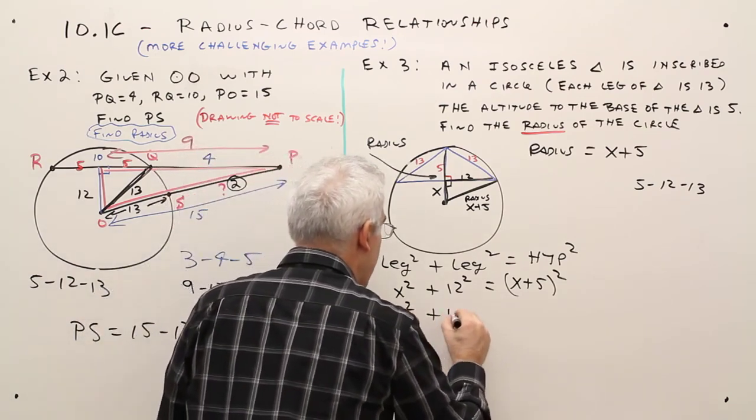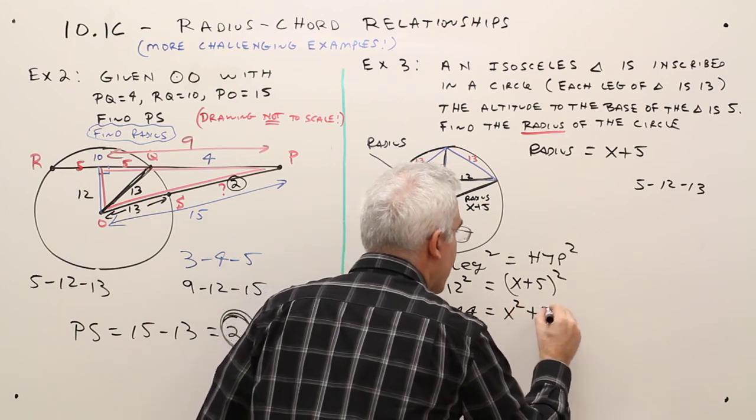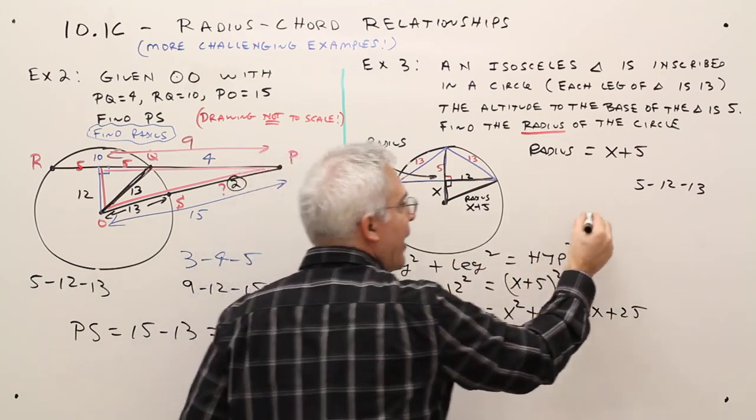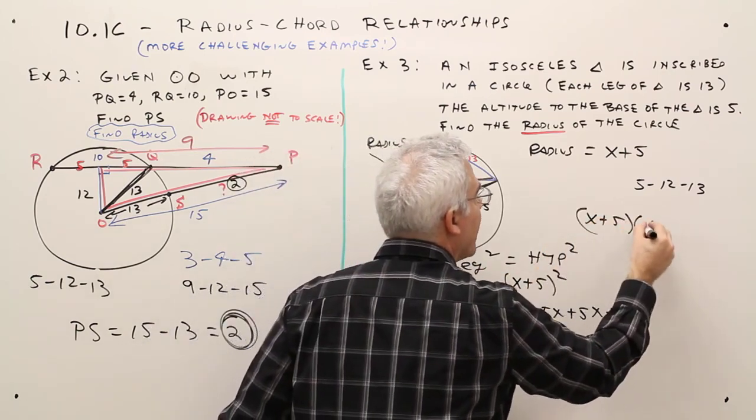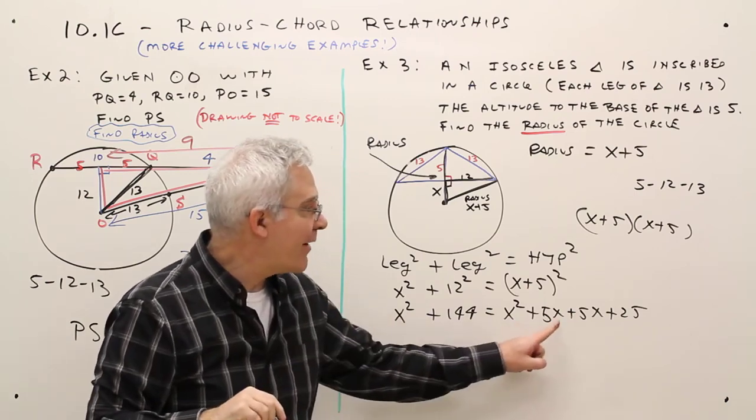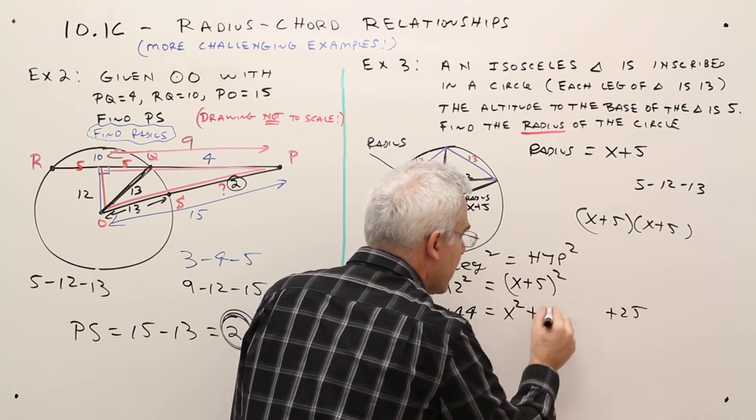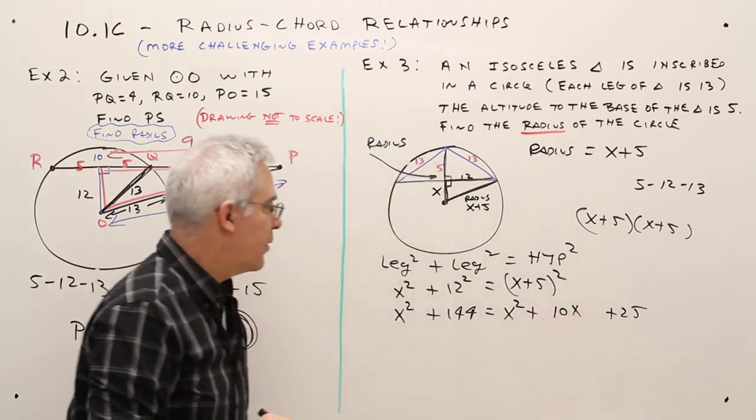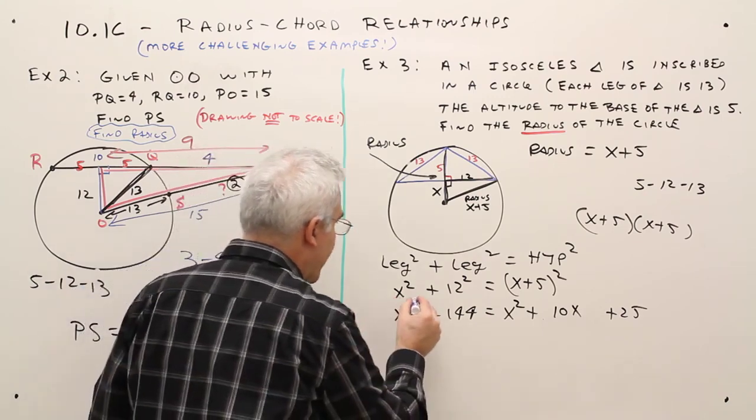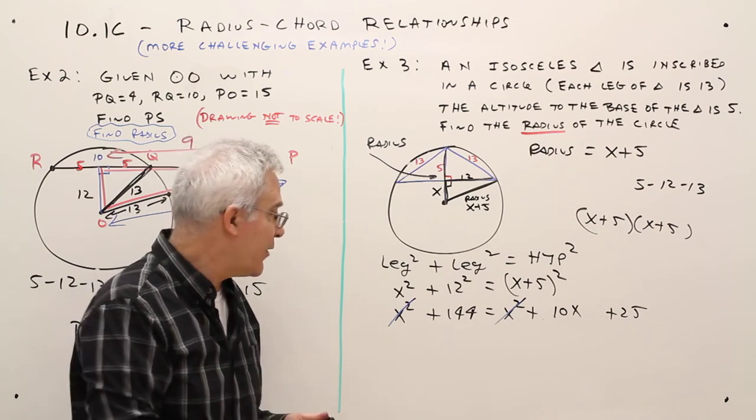x squared plus 144 equals x squared plus 5x plus 5x plus 25. Again, it was just x plus 5 times x plus 5 doing FOIL. And 5x and 5x is 10x. I'll just put that in there. All right, I can cancel an x squared from each side, so it's no longer a quadratic, it's just a linear. That makes it much easier.